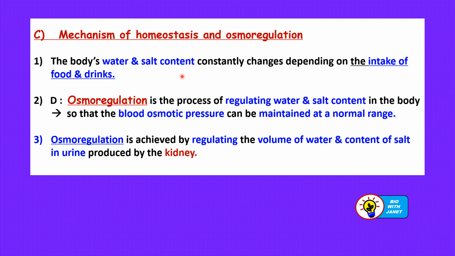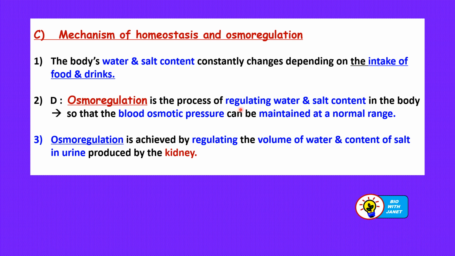Our body's water and salt content constantly changes depending on the intake of food and drinks. So on a certain day, you may eat salty food like salty potato chips and other salty food, and this will cause the salt content to increase in the blood. Certain days you may also be drinking a lot of water, eating soups and broth, things that contain a lot of water. So again, this may increase or change the water content in the blood and in the tissue fluid. So the body needs to regulate the water and salt content in the blood and the tissue fluid so that it is kept constant for the health of the cells, right?